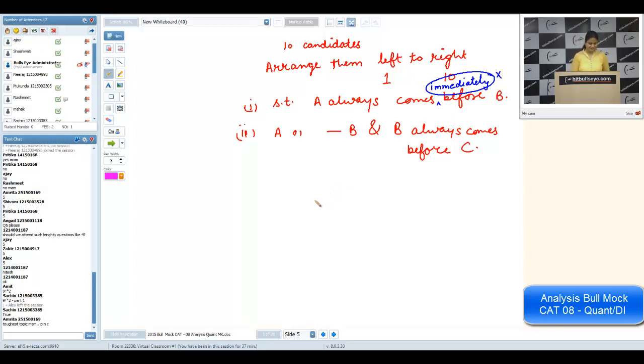Actually, Amrita, it is a tough topic, but if you are okay with your basic things, that is the logic only, then this is easy. Okay, let me start now.